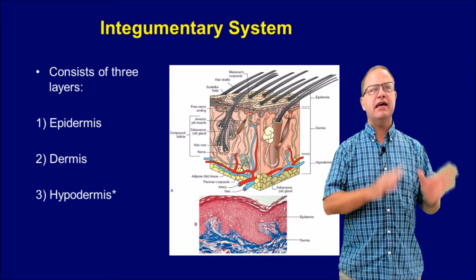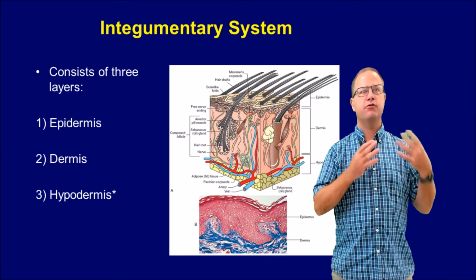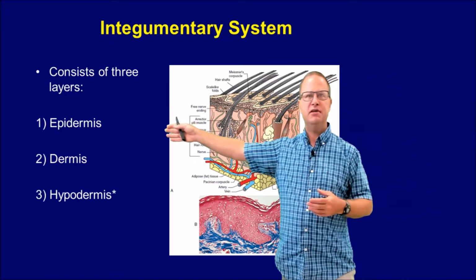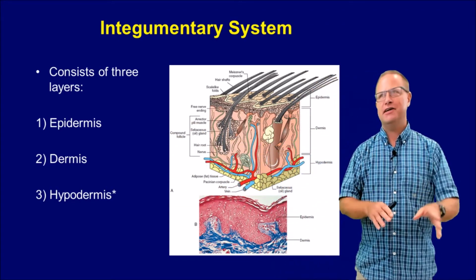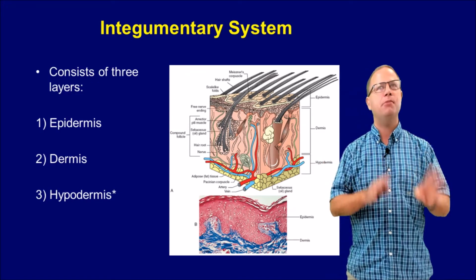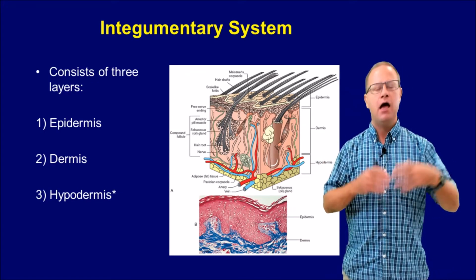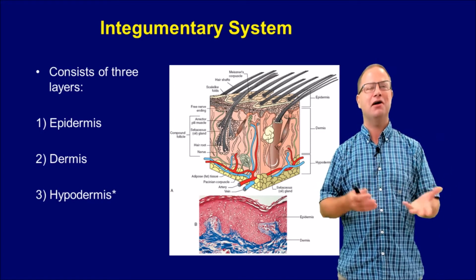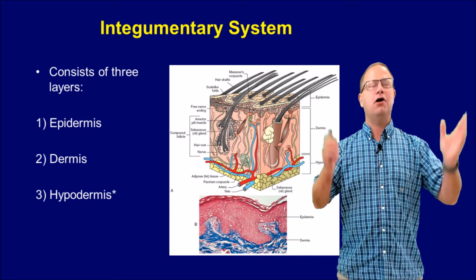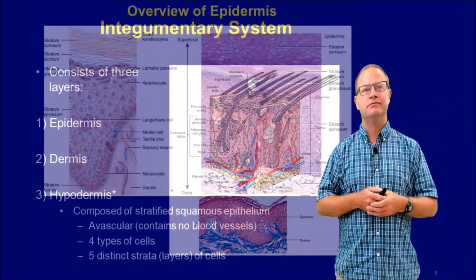Okay, so the integumentary system, the skin consists of three main layers. We have an epidermis, a dermis, and a hypodermis. Now, technically, you'll look at your textbook and say, Dr. Langston, the hypodermis is not really part of the skin. Well, that's true, but we always include it in the chapter on the skin because there's nowhere else to include it. So we'll just call it part of the skin and be okay with it.